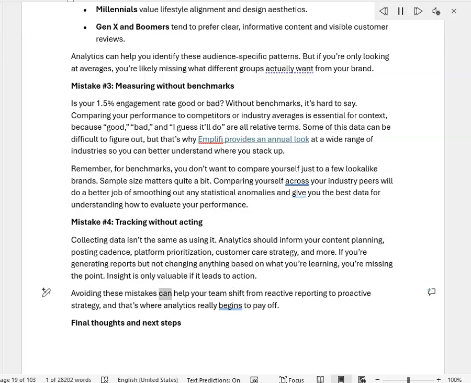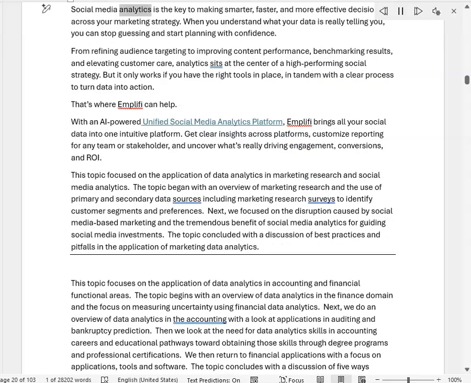Avoiding these mistakes can help your team shift from reactive reporting to proactive strategy, and that's where analytics really begins to pay off. Final thoughts and next steps. Social media analytics is the key to making smarter, faster, and more effective decisions across your marketing strategy. When you understand what your data is really telling you, you can stop guessing and start planning with confidence.